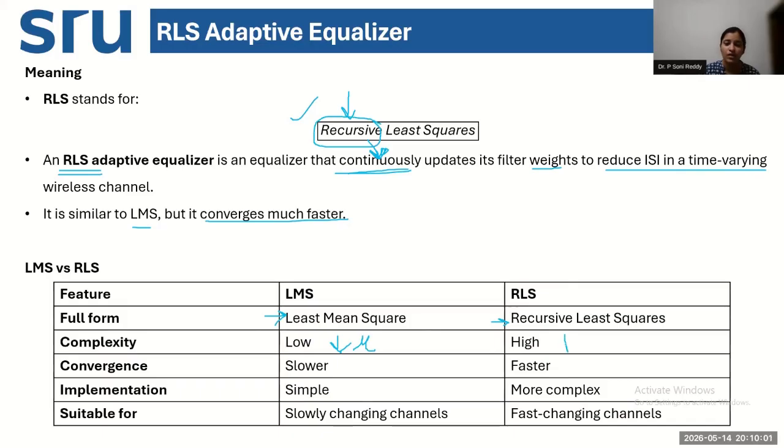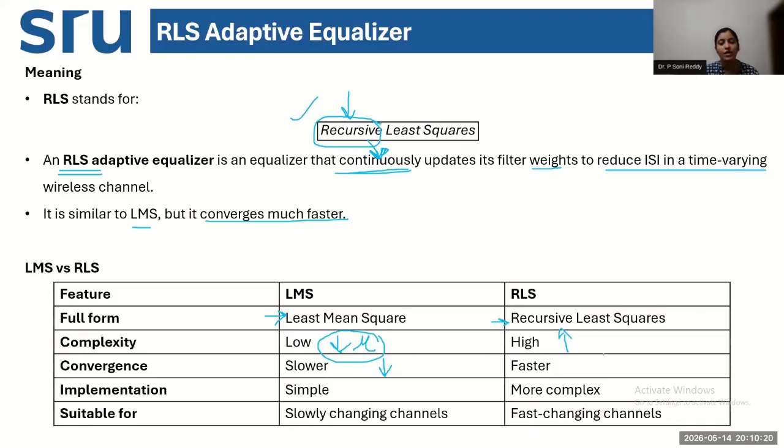For RLS, the complexity is higher. Why higher? We will study this in the next slide. Convergence is much slower for LMS because it is choosing a small value of step size. So it will take more number of steps, and more steps means it is going to take more time.